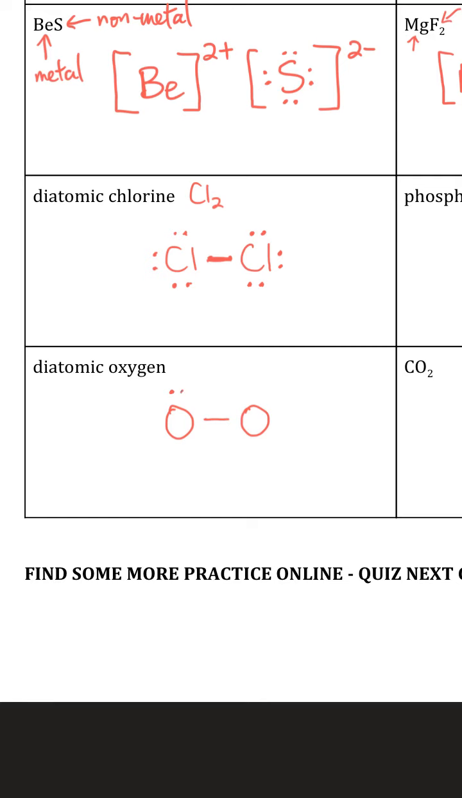So 1, 2, 3, 4, 5, and then 6 is in the bond already. 1, 2, 3, 4, 5, and 6 is in the bond on this side already. Does that equal 8 for each of these? So let's go 1, 2, 3, 4, 5, 6, 7. No, it does not. So let's see what we can do.